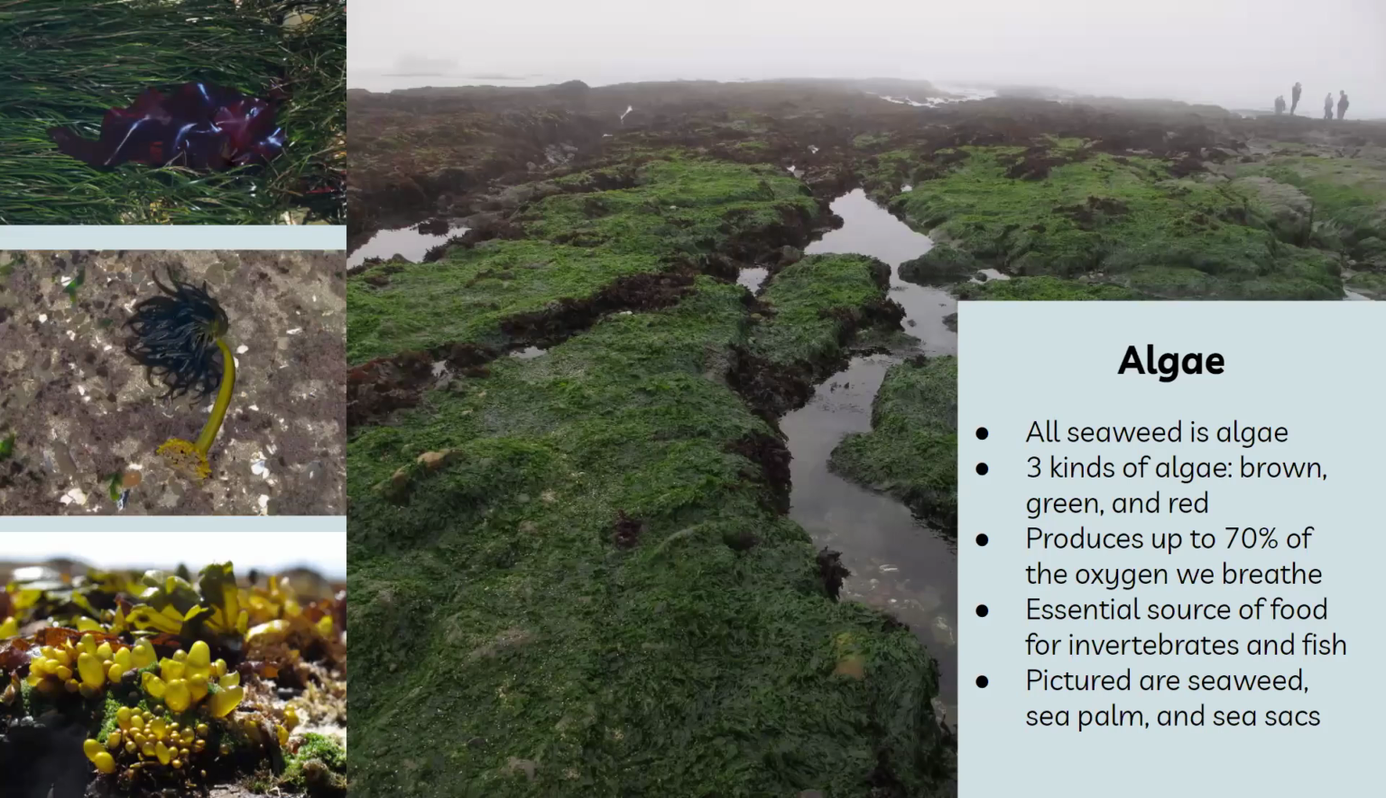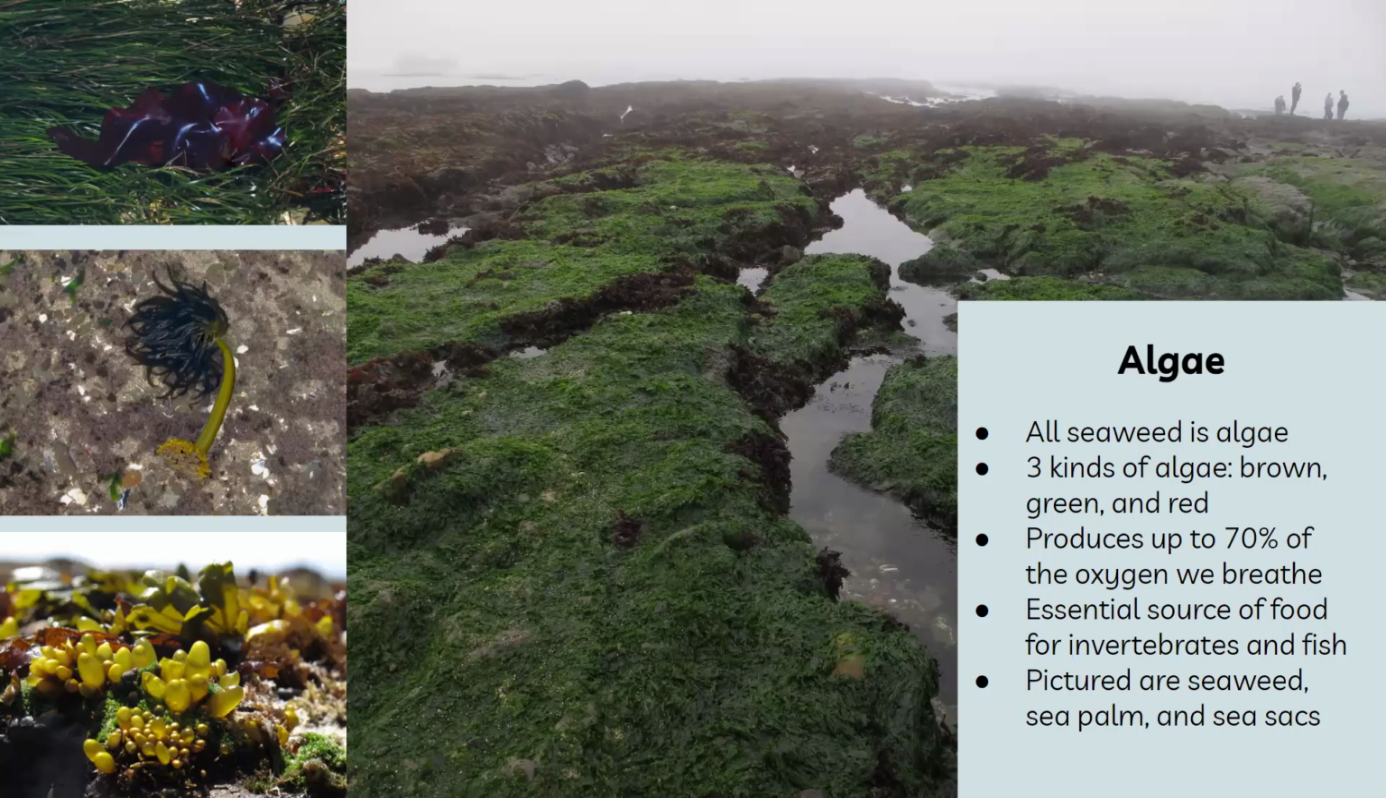Algae. Algae is everywhere, of course, at Fitzgerald Marine Reserve. It is extremely important. Not only do animals feed on it, but it also provides protection and coolness and cover for a lot of species of animals at Fitzgerald. All seaweed is algae. There's 3 kinds of algae: brown, green, and red.